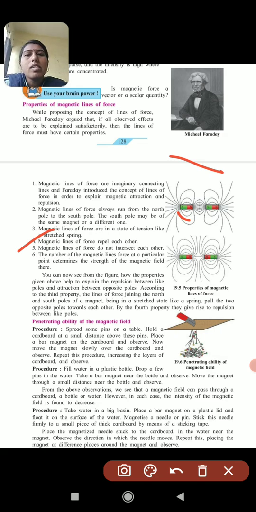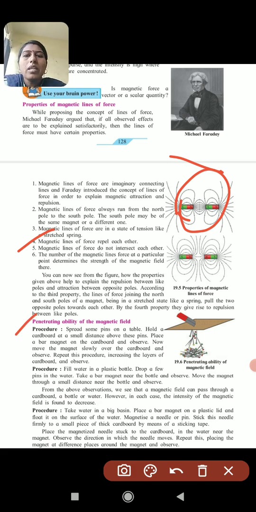You can now see from the figure how these properties explain the repulsion and attraction between poles. According to the third property, the lines of force always go from the north to the south pole. Again, they are like a stretched spring, and tension is there like a spring, so they can pull two opposite poles towards each other. The fourth property gives the repulsion between like poles. So these are all the properties of the magnetic lines of force.